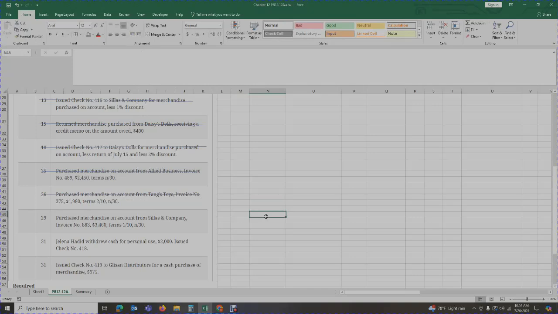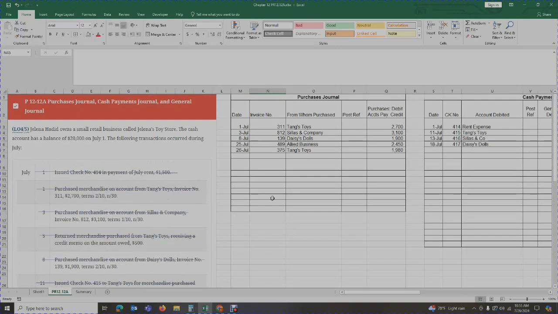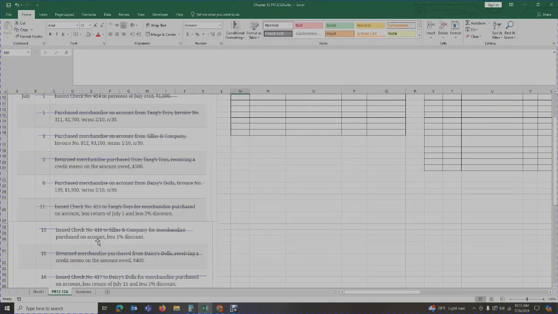On the 29th, you purchase more merchandise on account from CS and Company, invoice number 883, amount $3,460, terms 1/10, net 30. Okay, so this is happening on the 29th. So we made a purchase on account. That way it's going to go on the purchases journal. So this is on July the 29th. Okay, invoice number 883, CS and Company, and the amount was $3,460.